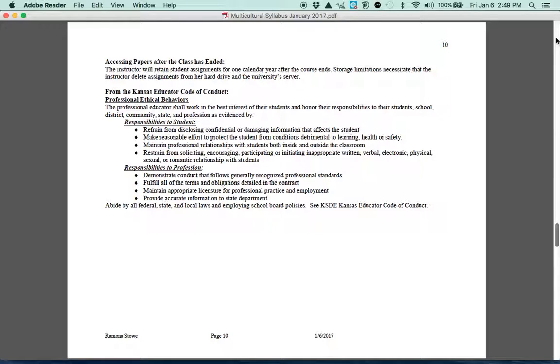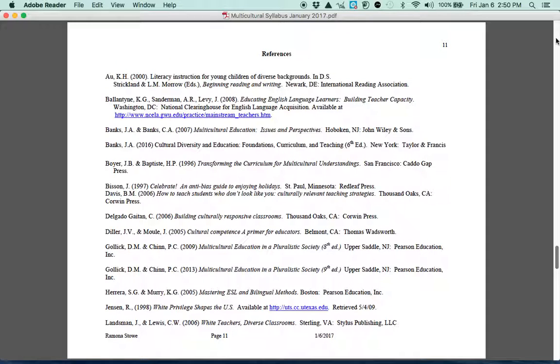After the class has ended, I always keep the papers. So if you need the paper for any reason, it will be there for up to about a year afterwards. And then the Kansas Educator Code of Conduct, KSDE, has just asked us to include this in all of our syllabi. So just make sure that you practice professional ethical behaviors. And then there's the references for the course.